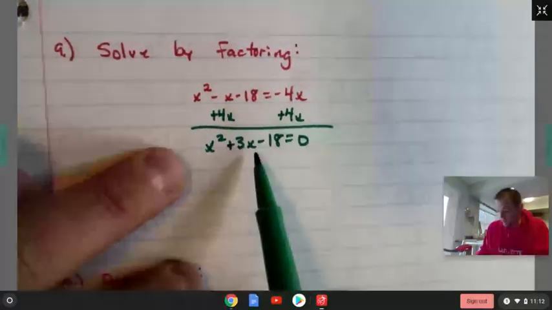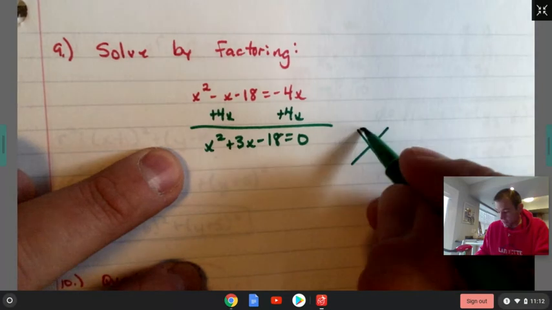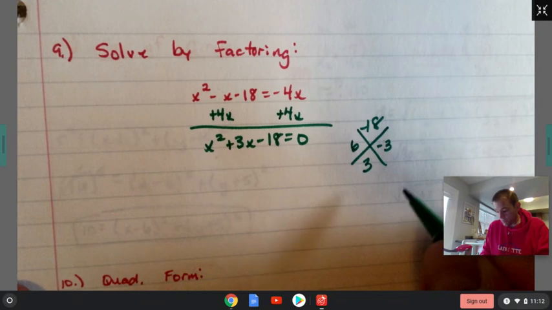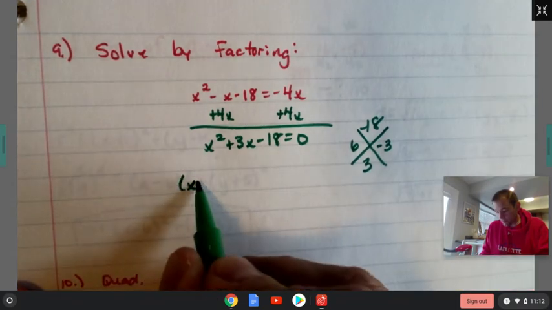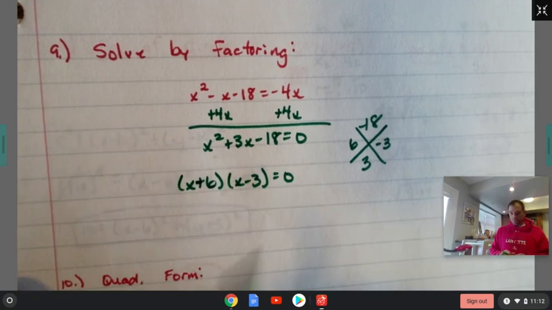So remember when we factor, we make a big X, negative 18 on top, 3 on bottom. And we try to think about what multiplies to get negative 18 but adds to get 3, which in this case would be 6 and negative 3. And then I put them in parentheses. So it'll be x plus 6, x minus 3 equals 0.